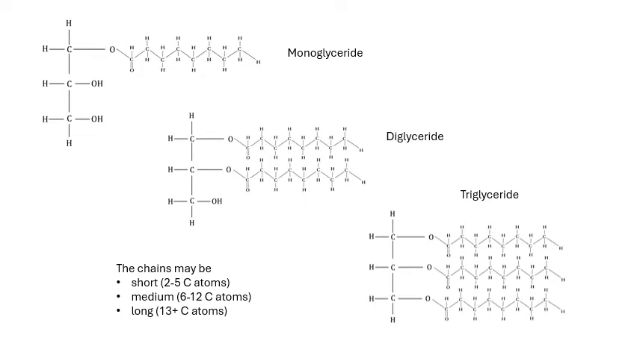Okay, now, if one of these fatty acids joins on, that's a monoglyceride. And if two of them do, that's a diglyceride. And if three of them do, that's a triglyceride. So we know the difference between a mono and a di and a triglyceride. The length of the chains, now they could be quite short, just 2 to 5 carbon atoms, or they could be medium, which is 6 to 12 carbon atoms, or they could be long chains, like more than 13 carbon atoms. So the length of the chains can be different.